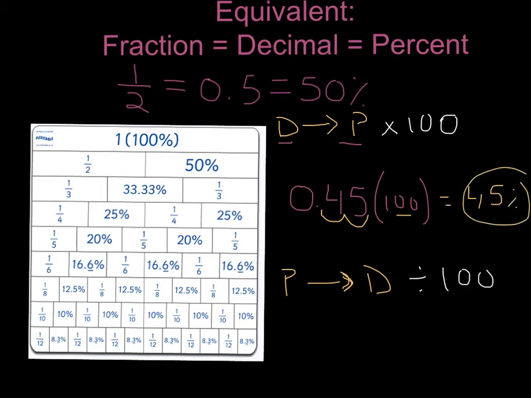And now going backwards, if you are changing from a percent to a decimal, you could think about it as dividing by 100. If you have 25%, you can do 25 over 100, which is 0.25. It's moving the decimal the other way, 2 spots.